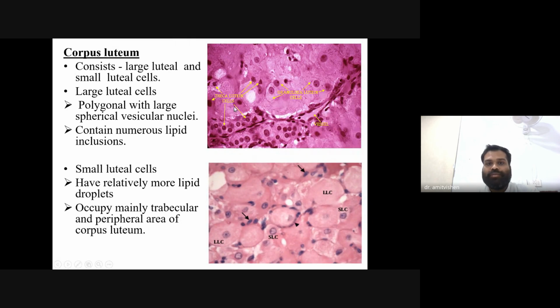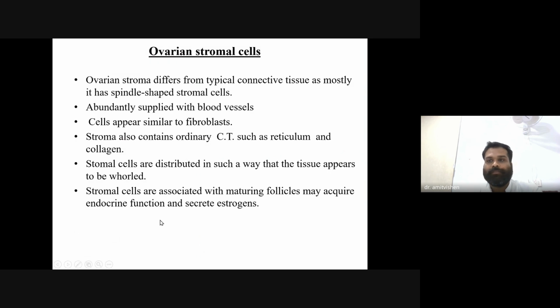Now, corpus luteum, you can see the theca lutein cells here, and granulosa lutein cells, vessels, and large lutein cells, small lutein cells. So corpus luteum consists of large luteal and small luteal cells. These large luteal cells have polygonal shape with large spherical vesicular nucleus, and they contain numerous lipid inclusions. And the small luteal cells have relatively more lipid droplets, and they occupy mainly the trabecular and peripheral area of the corpus luteum.